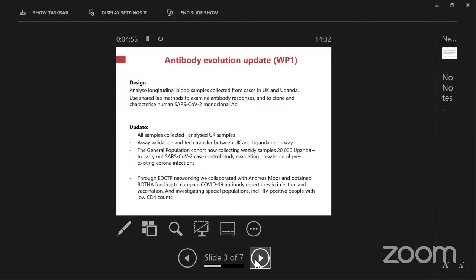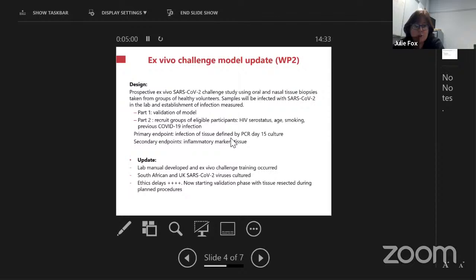Work package two is the ex vivo challenge model, where we're going to set up the ex vivo challenge model using oral and nasal biopsies taken from groups of healthy volunteers and infect the samples with SARS-CoV-2 in the lab and establish whether an infection has been established. So part one of this is to set up validation of the model, and then we will proceed to the study. So far, we've developed the lab manual, we've done ex vivo challenge training of the staff in Johannesburg, and we've cultured viruses from both the South African variants and the UK variants. We've had some ethics delays about the part two groups, so we are starting with the validation phase with tissue resected during planned procedures to set up validation of the study, and that's starting soon.